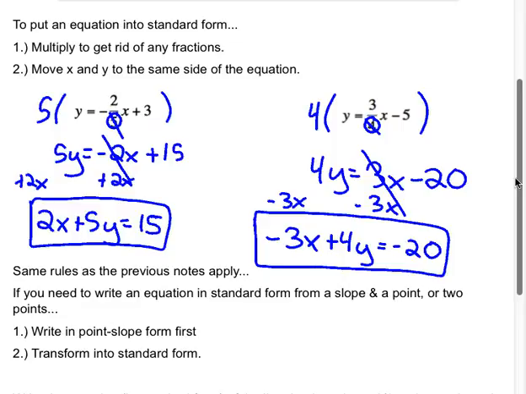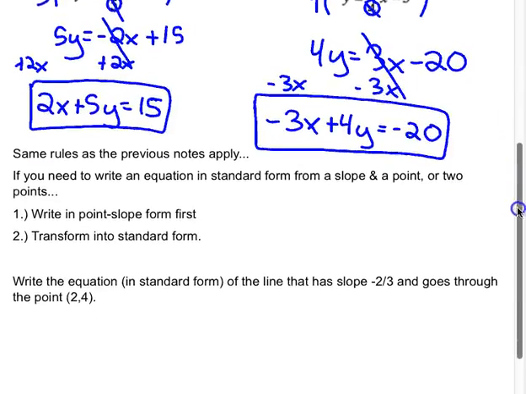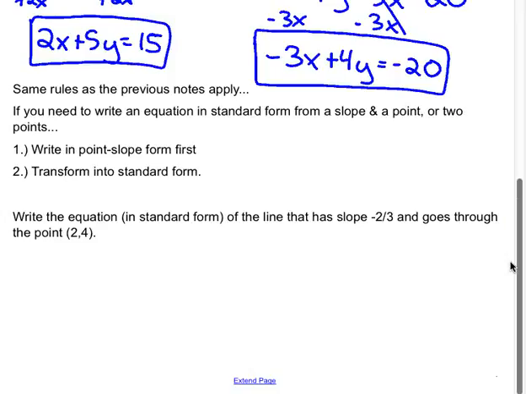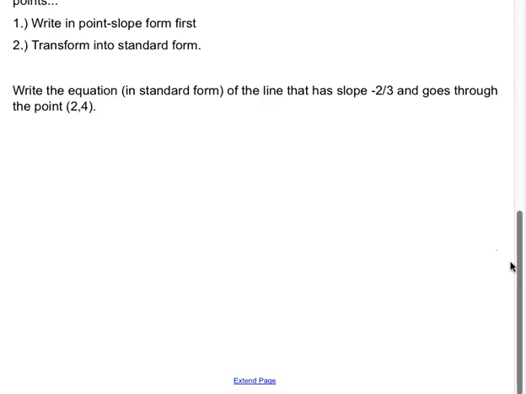So let's talk about how we can apply the rules from previous videos into finding standard form equations. So basically, the same rules apply, okay? So the rule being, put it in the form that you know first. So usually 99% of the time, you're going to put in slope-intercept or point-slope first, and then transform it, okay? So let me show you what that looks like.